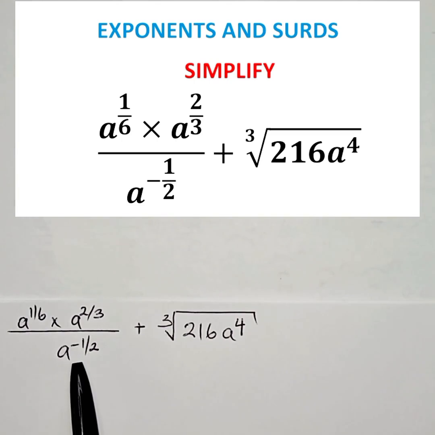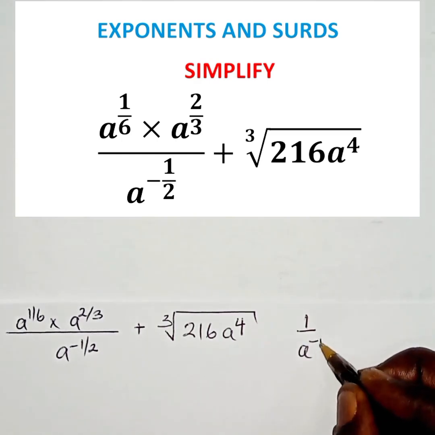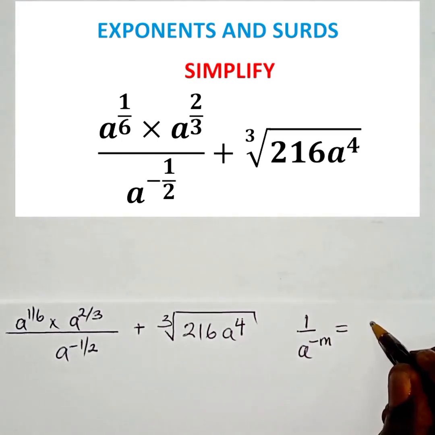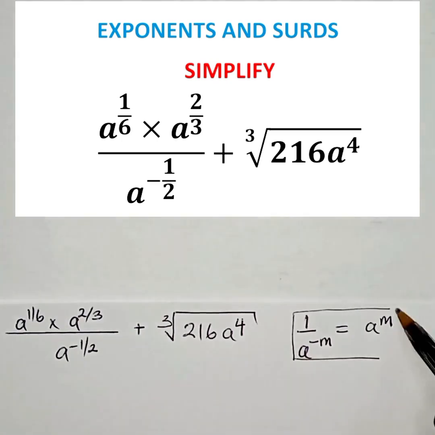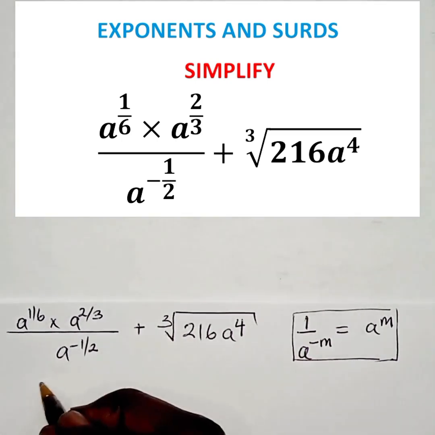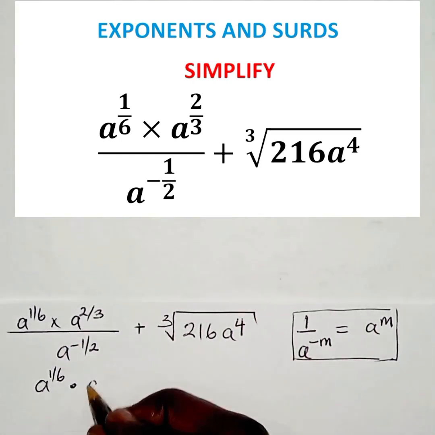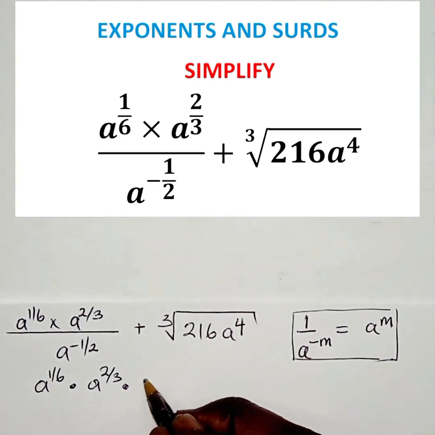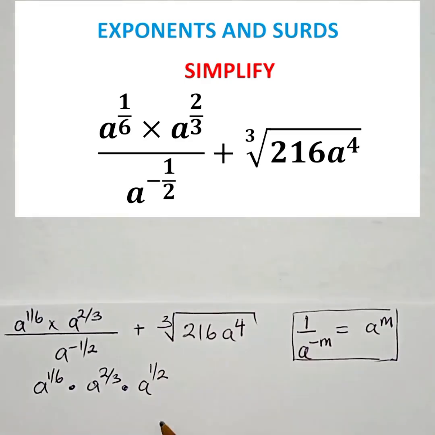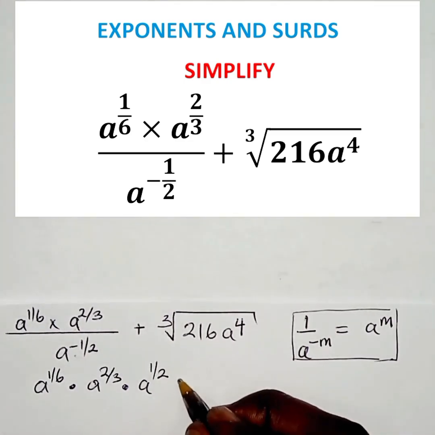There's this law of exponents that says 1 over a to the power minus m is equal to a to the power m. So we are going to use this law to bring that a to the power minus half up there. So we're going to have a to the power 1 over 6, that is multiplying a to the power 2 over 3, and it's multiplying a to the power 1 over 2. We have used this law to bring this up there. Then we are going to add that 2.